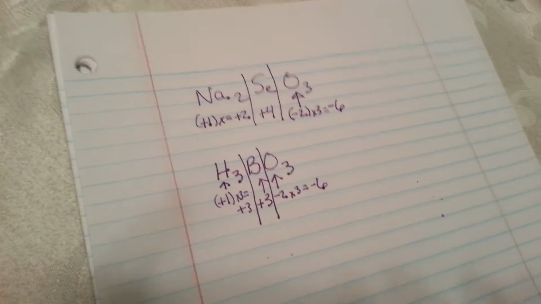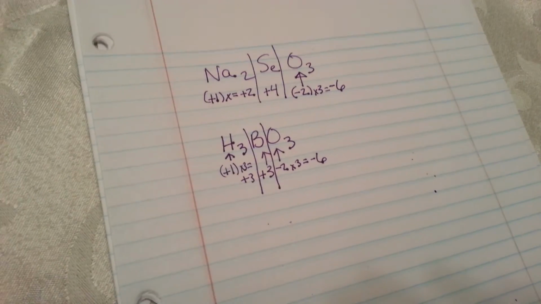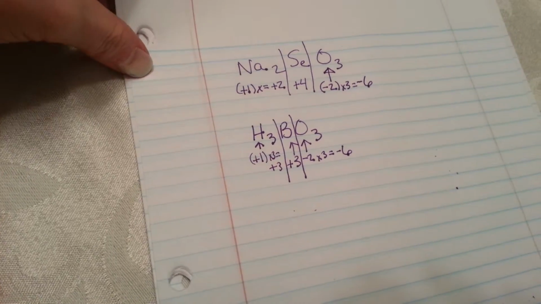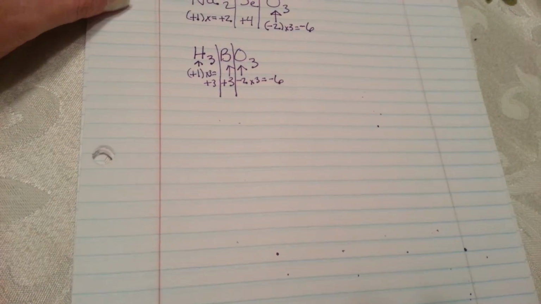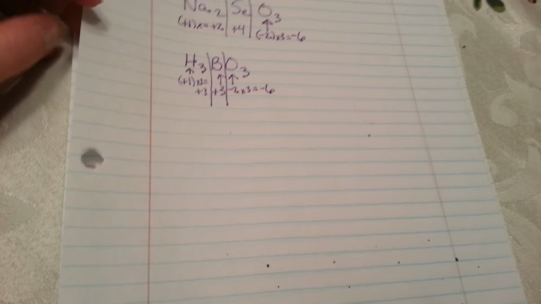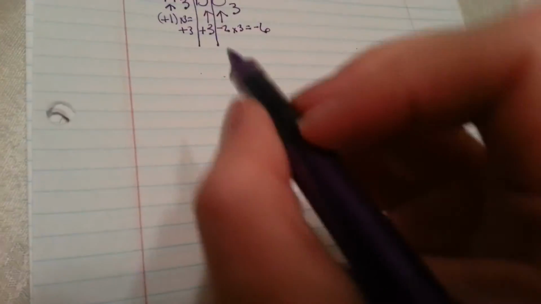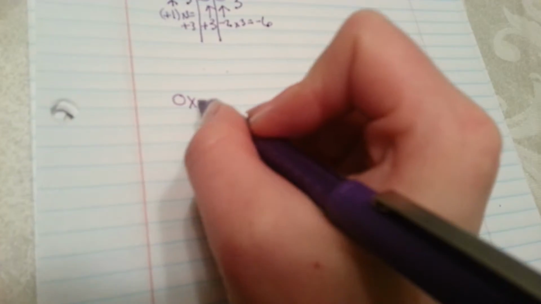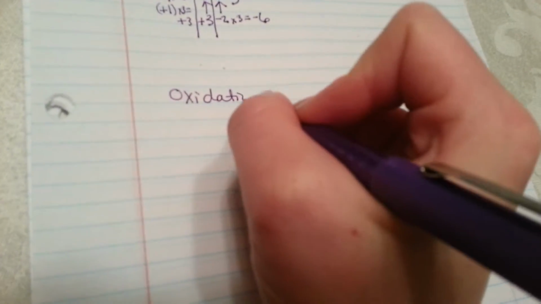So assigning oxidation numbers shouldn't be that tricky. This summarizes the 2 skills. The first skill is being able to assign oxidation numbers. The second skill is a little more vocabulary. So realize that oxidation and reduction happen at the same time.